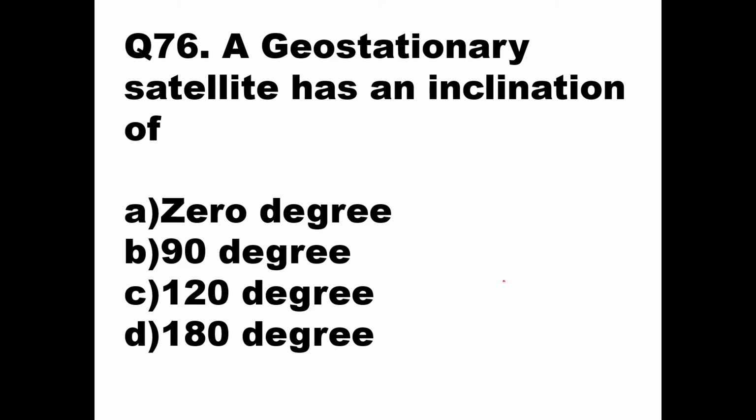Geostationary satellite. Okay, geostationary means it is stationary with respect to earth movement. Satellite in the space is stationary with respect to earth movement. That is, from earth you can always feel that the satellite is at a fixed point. Okay, a geostationary satellite has an inclination of how many degrees? So here the answer will be A, 0 degree.